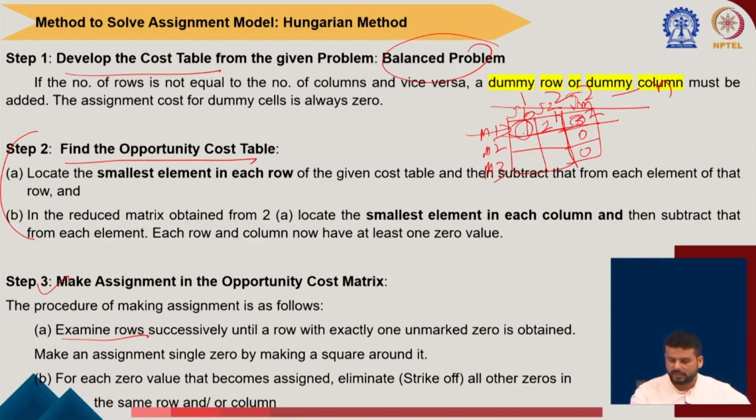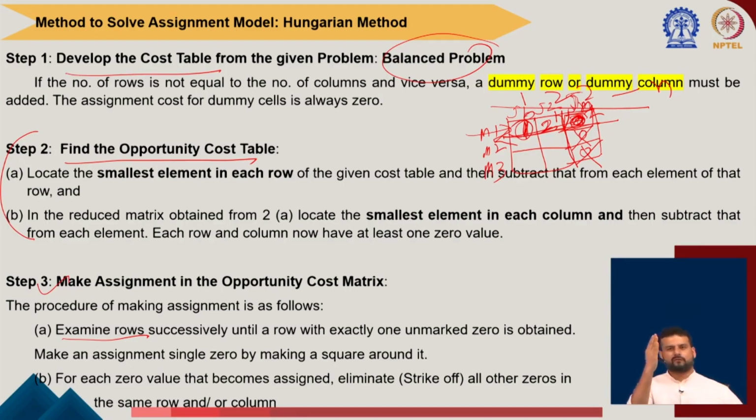Let us say here only one 0 is there and the other values are 1 and 2. So you will assign this cell, that means job M is assigned to machine 1, and the rest of the zeros in that particular column or row you will strike off. That means those zeros are now not available for allocation. Similarly, you will go for rows 1, 2, 3, 4, up to n rows.